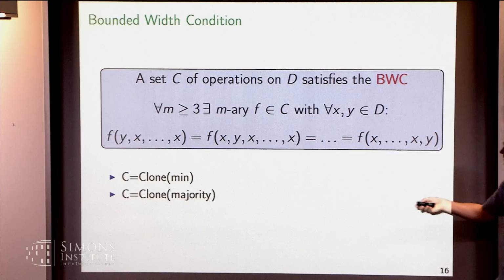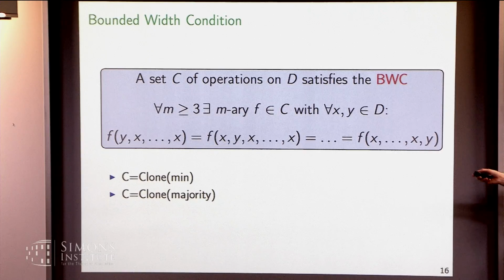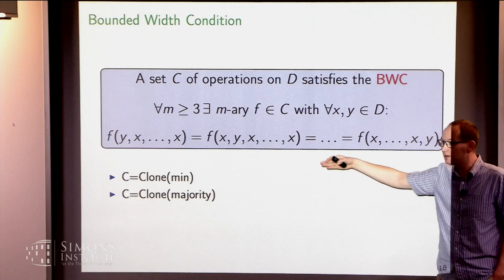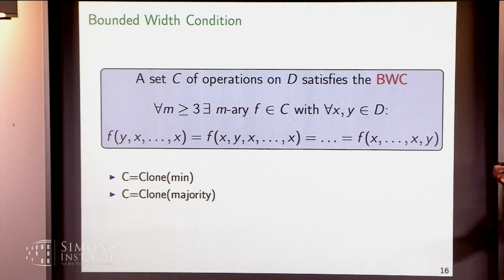For the people who know these things, examples of C's that satisfy the bounded width condition are: if you take, say, the binary operation min we saw before, max, and you generate the functional clone from min; or if you take majority and you generate the functional clone from this operation. Okay, so this is the bounded width condition.